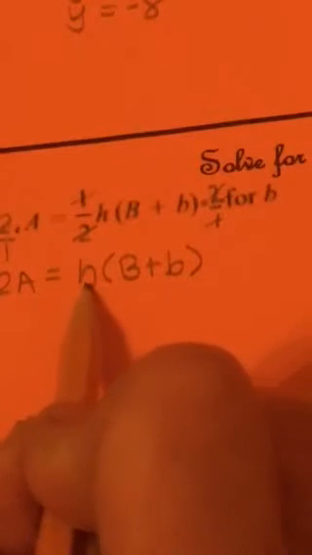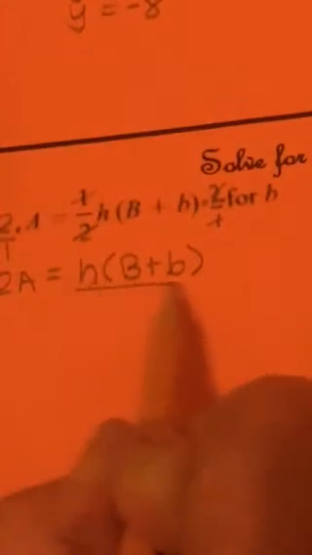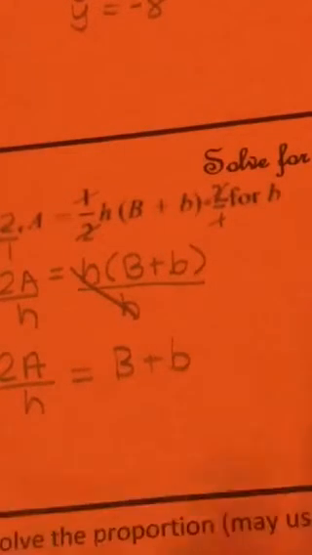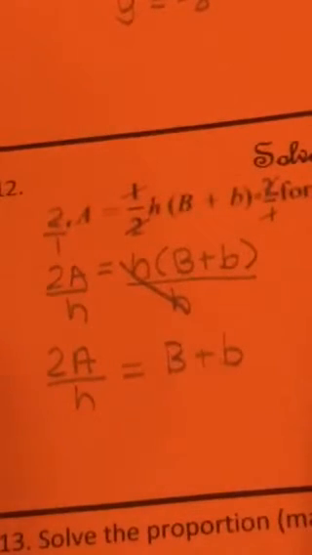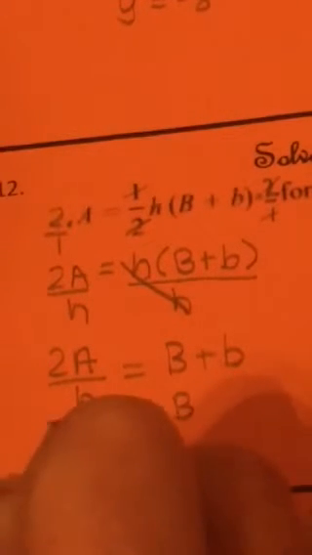Now, to get rid of this h, since we're multiplying, we're going to have to divide. Divide by h, divide by h. So that gets that bye-bye. So we've got 2a over h equals, now we're just b plus b. So what do you think we're going to do with that big B? Yeah, we're going to subtract. So we got minus B and minus B.